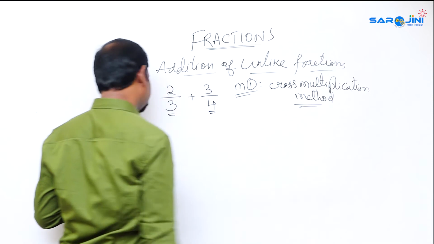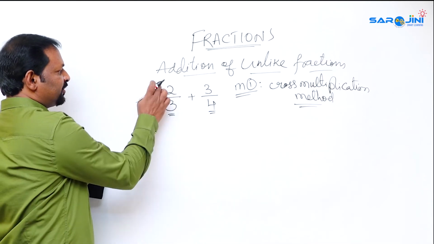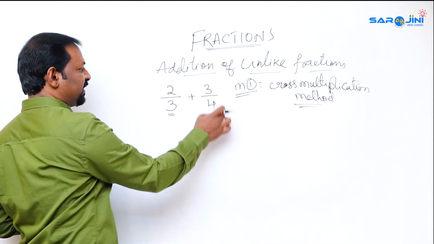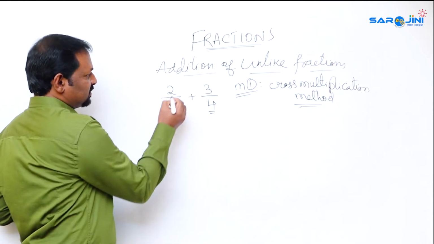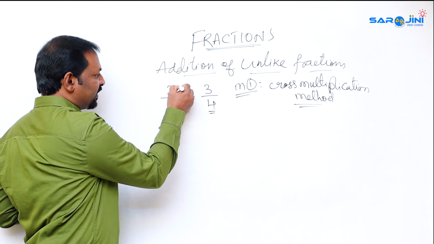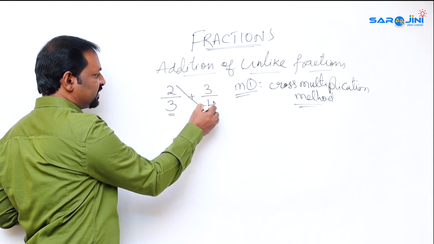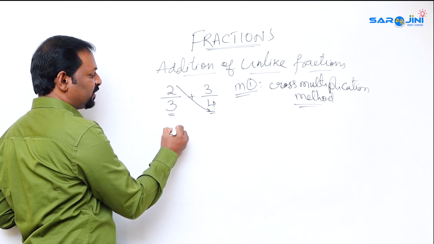I will show you. Now the same question, 2 by 3 plus 3 by 4. Same question I am taking. First, this numerator is to be multiplied with this denominator, that is 2 into 4.